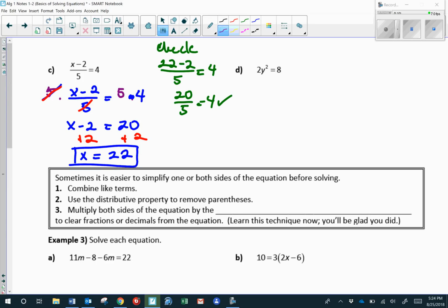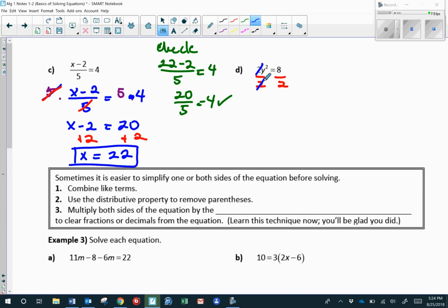In the next equation, we have 2y squared is equal to 8. Think about what's happening to y. In order, y would have to be raised to the second power first, and then multiplied by 2 to get the result of 8. So if we want to undo those operations, the first one to be undone would be the multiplication by 2. We can accomplish that by dividing both sides by 2.